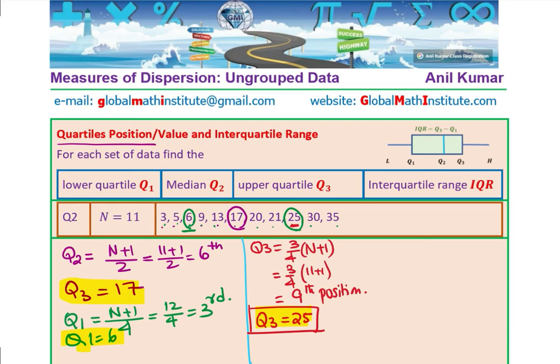So now you can find IQR, the interquartile range, which is clearly Q3 minus Q1. So we have 25 minus 6, right? Which is 19. So IQR is 19 in this particular case. Perfect. So that is how simple it is. As you can see, we can visually also get these values without even using the formula. That is what is very important.